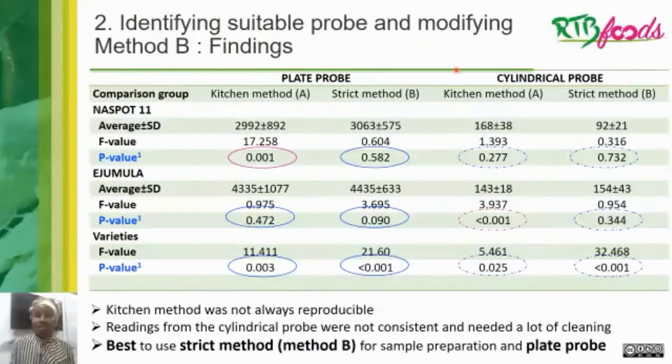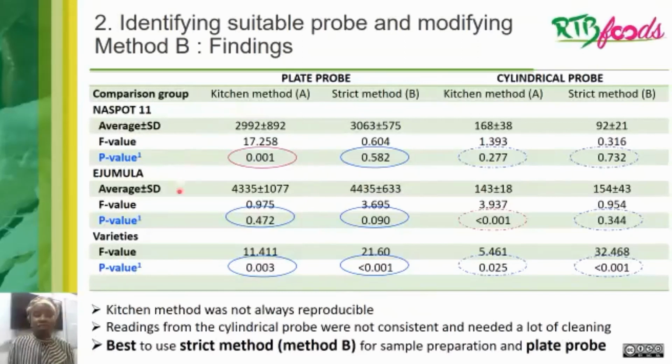And here is the table summarizing the results from that set of experiments. Again, this line is about reproducibility for NASPOT 11. This line is about reproducibility for roots of a jumula. And then this line is about discriminativeness between the two varieties. And as you can see, the strict method was always reproducible and always discriminative. Yes, the problem with the aborted readings was greatly resolved with the modifications we did to the method.